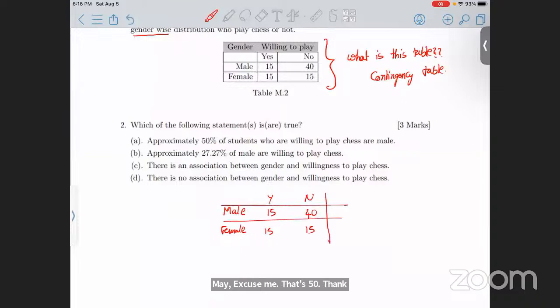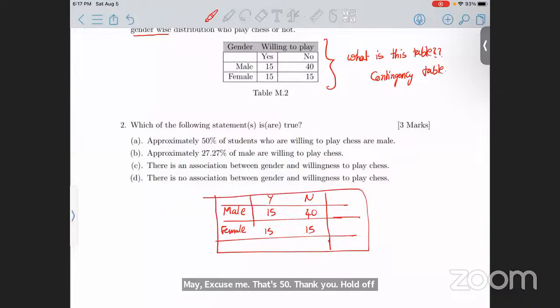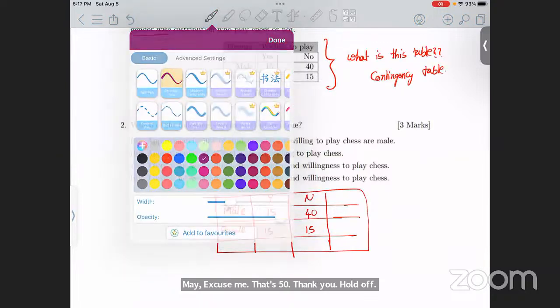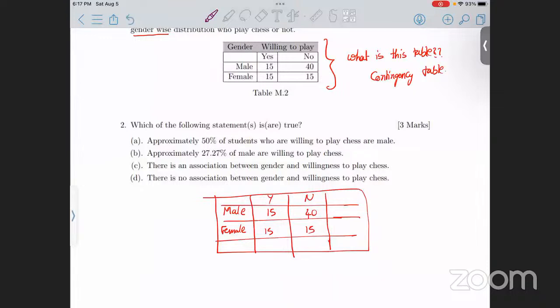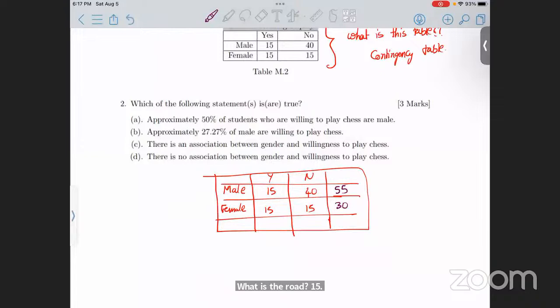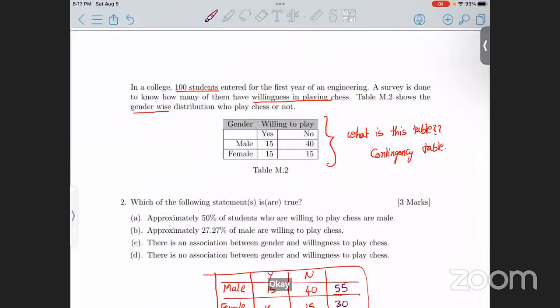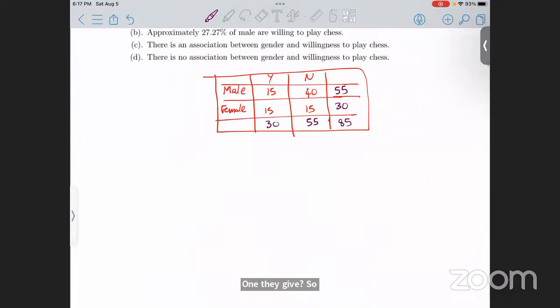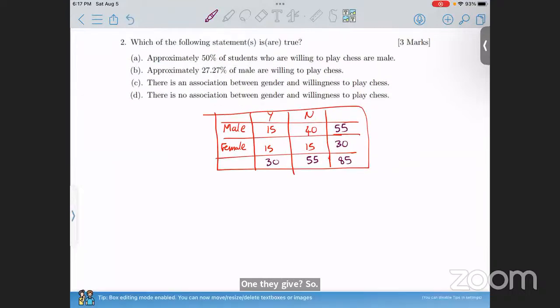Coming to row total. What is the row total? 15 plus 40 is 55. 15 plus 15 is 30. Column total 30, 55. What is the total? Total number of students is 85. But they gave 100. There is some mistake. Clear, everyone?